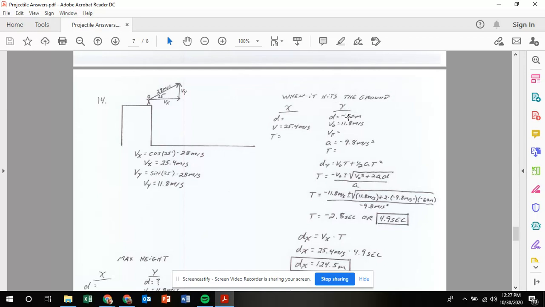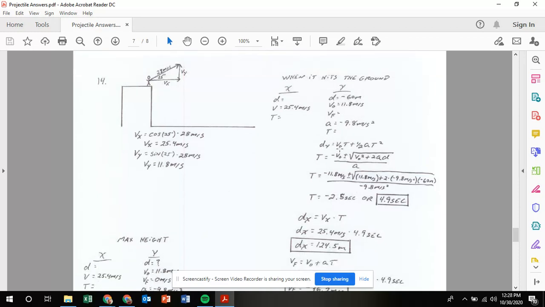First thing we're going to solve for is when this thing is going to hit the ground. I know displacement in the y is negative 60. Initial velocity is 11.8 and acceleration is negative 9.8. So I can use this third equation, d equals v naught t plus 1 half a t squared, and solve for time. Because time's in two different spots and one of them is squared, I am going to use the quadratic formula on this equation, which we talked about before.